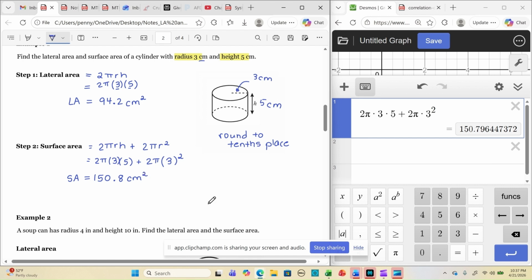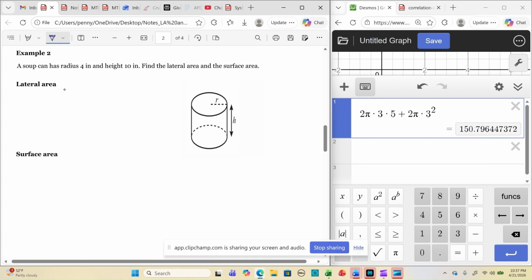Okay, let's look at example 2. It says a soup can has a radius of 4 inches and a height of 10 inches. Find the lateral area and surface area. I'm going to label my diagram. My radius is 4 inches. My height is 10 inches. And now we're ready to do some substitution. Lateral area is 2 pi rh. So I have 2 pi times the radius of 4 times its height of 10.